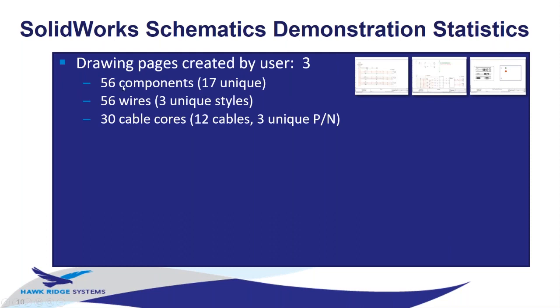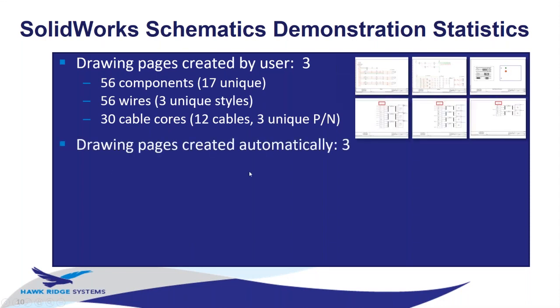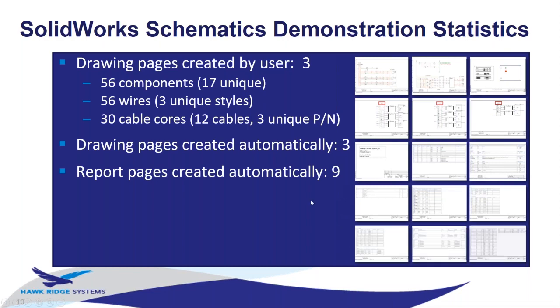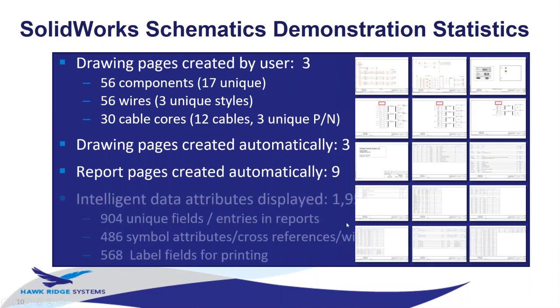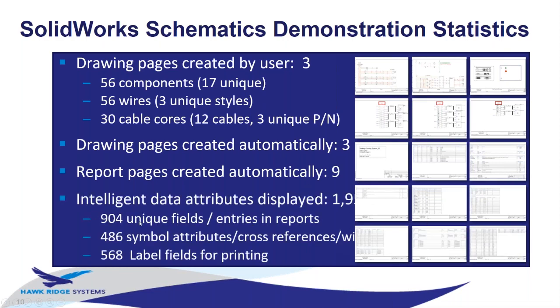56 components, 17 unique, 56 wires, 3 unique wire styles, 30 cable cores or 12 cables. I didn't quite do everything in there for you guys, but drawing pages created automatically, 3. I didn't show those, but we could have done that. Reports created automatically, 9. Intelligent attributes displayed. All those attributes and fields were updated automatically for us, right? So a lot of information, a lot of detail there.